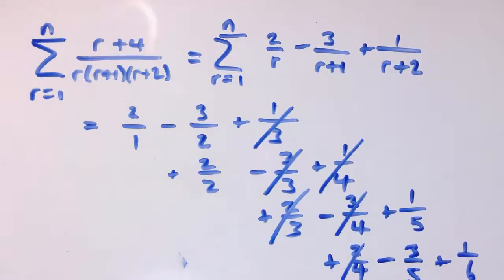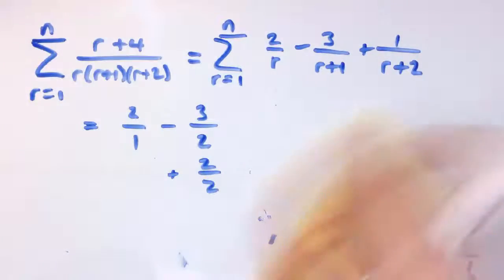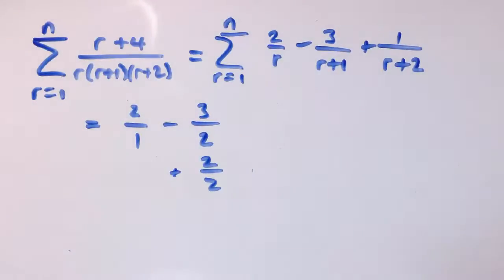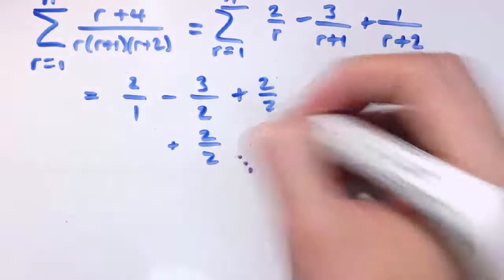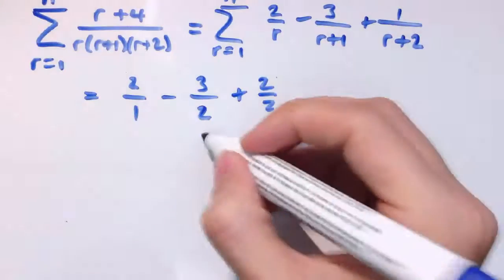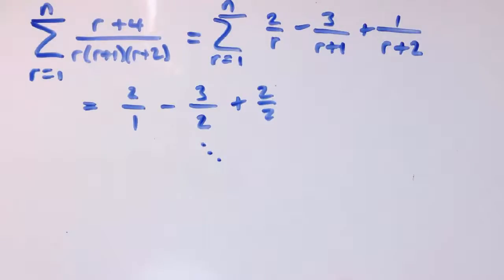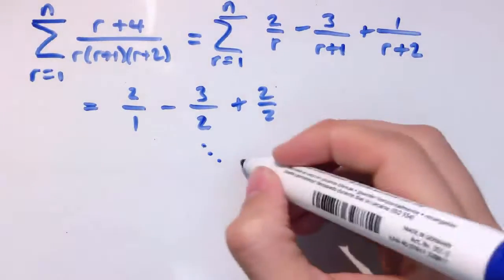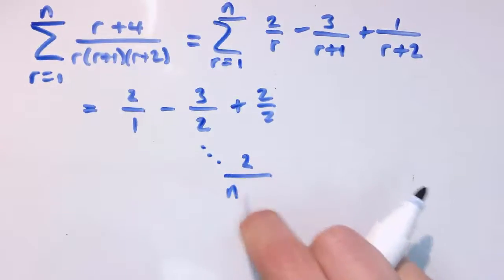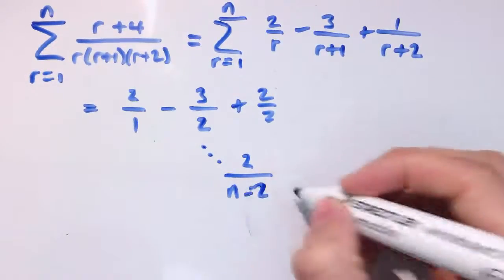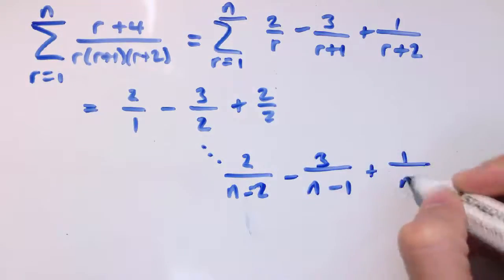So let's get rid of all of these. I'll keep these ones that I need to keep, and think about what happens when we get to the last few terms here. So in fact, let me write that 2 over 2 up here. And when we get down to the last 3 terms, I'll start with what happens when we put in n minus 2. We'll get 2 over n minus 2 minus 3 over n minus 1 plus 1 over n.